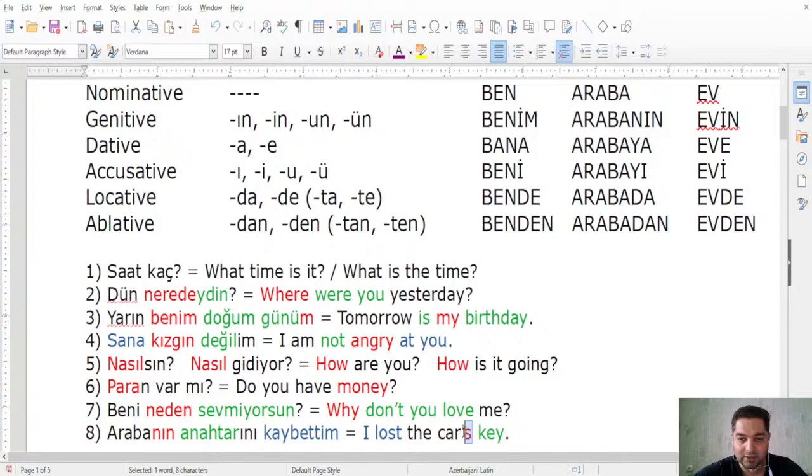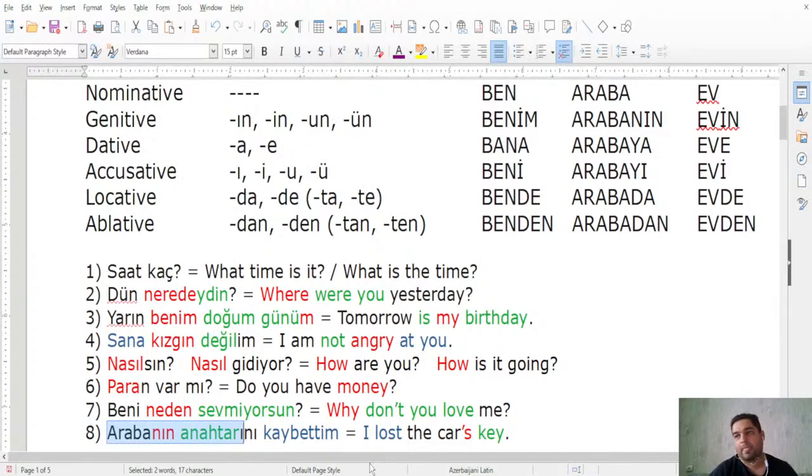That's why I put red here. This translation, of the car, is the genitive case ending. Arabanın anahtarı, and this is, by the way, the third type of complementary structure in the Turkish language that I just mentioned above.